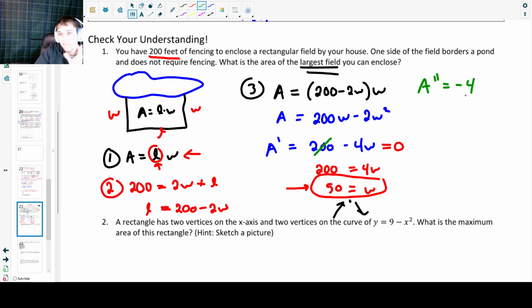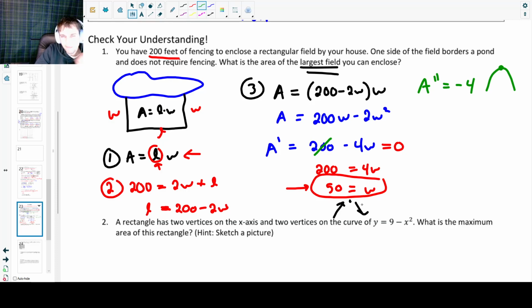So since we have a negative second derivative everywhere, that's constant, we are looking at a graph that is concave down. So we do have a maximum value. Our graph is concave down over the entire function. So really we have a graph that looks like this. So this is definitely our maximum value when the width is 50.